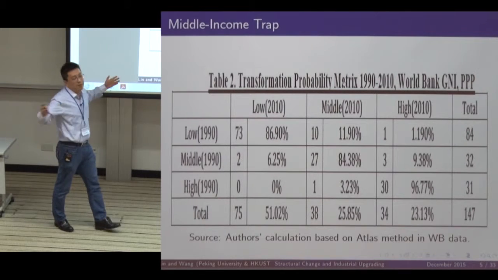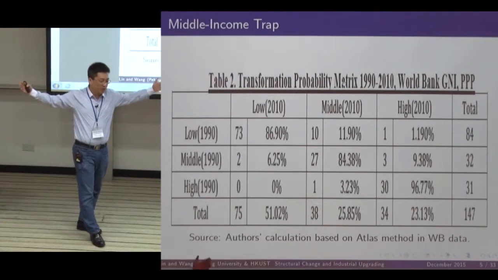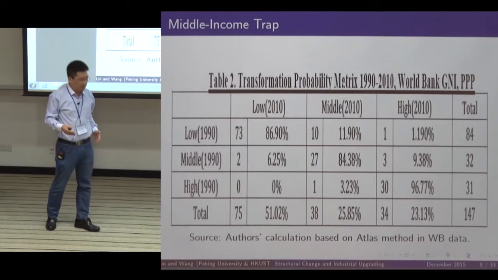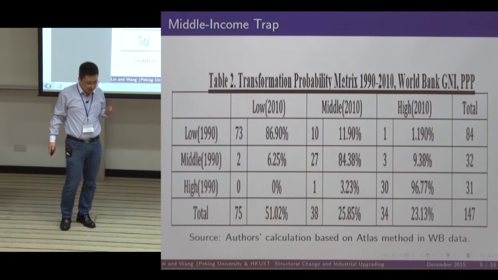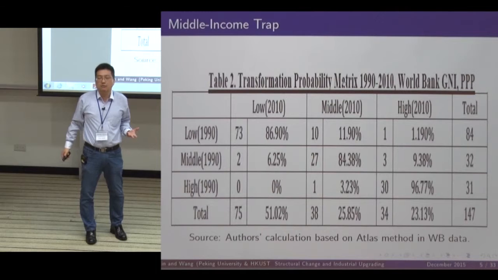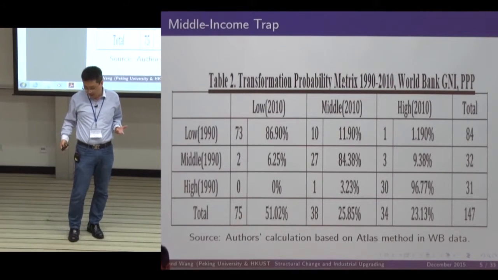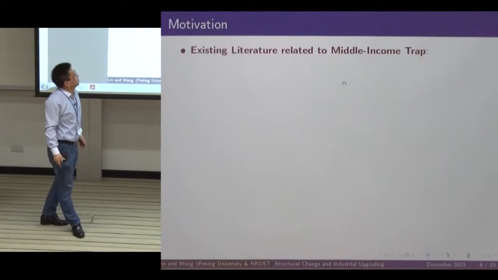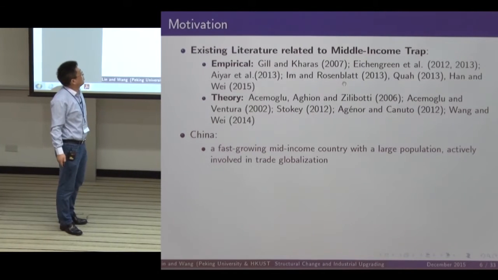Of course, this probability depends on how long the time window you look at. But in general, it's interesting to look at why most of the middle income countries fail to converge to the U.S. This is the question we try to look at. Not much work here.